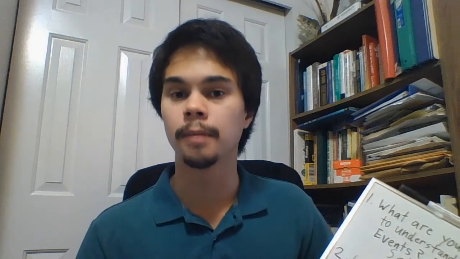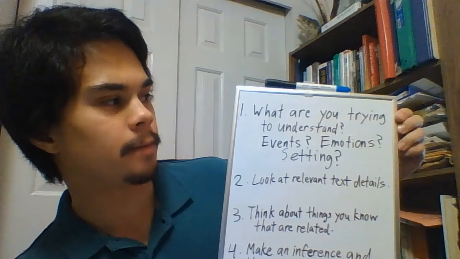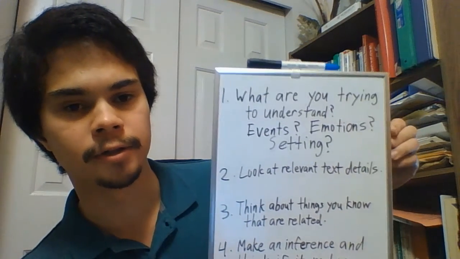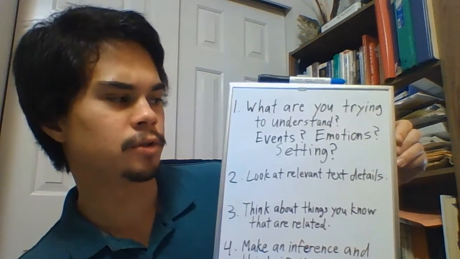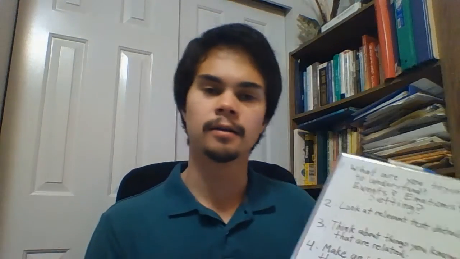So the question we're going to ask to make an inference this time is, what is Martin doing with his little brother? So we're going to go through the 4 steps again. You're going to answer with me. Pause throughout if you need more time to think. So first step, what are you trying to understand? Are we trying to understand events, emotions, or the setting? Again, the question is, what is Martin doing with his little brother? I'd say we are trying to understand the events, what's going on, what the characters are doing with each other.